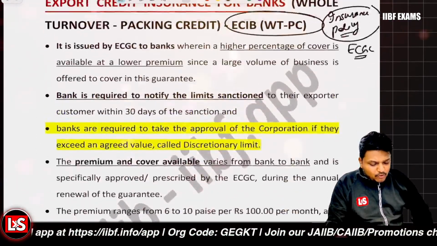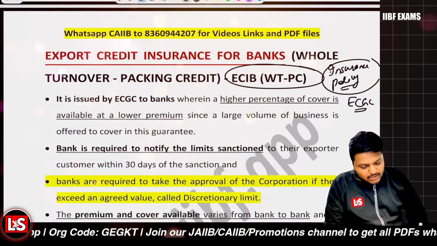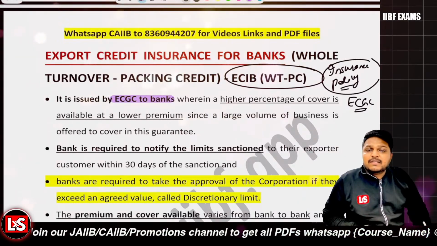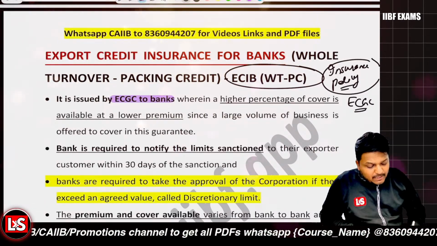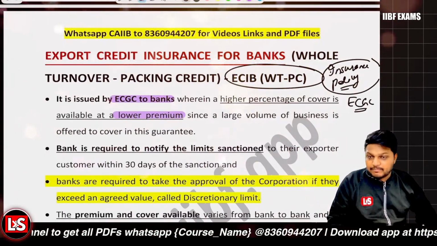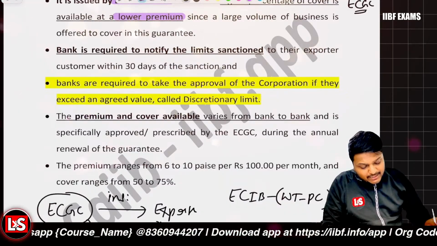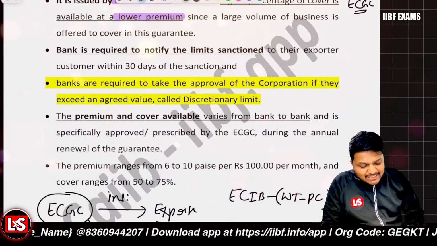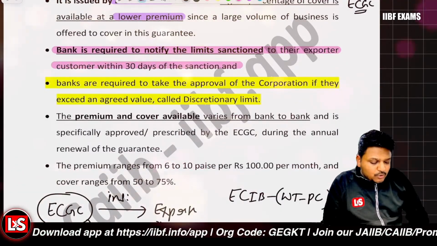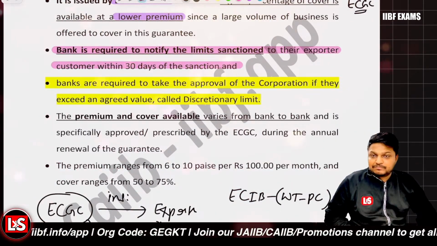So it is issued by the ECGC to the banks. I'm just covering the important points now. A higher percentage of cover is available at a very low premium because we are covering the bank's packing credit turnover. The bank is required to notify the limit sanctioned to their exporters. Whatever limit has been sanctioned by the banks is to be reported to the ECGC within 30 days from the sanction.